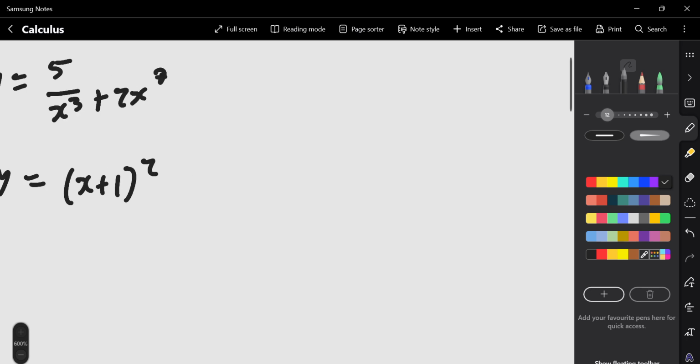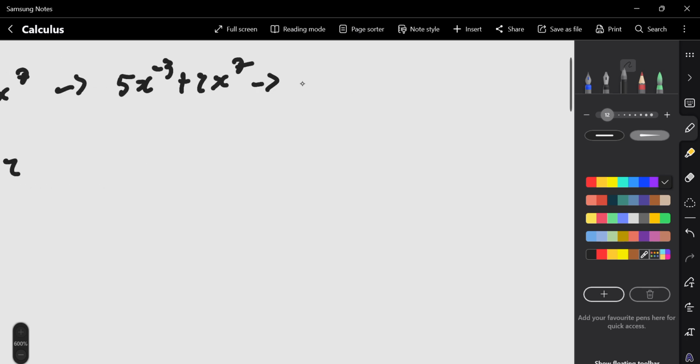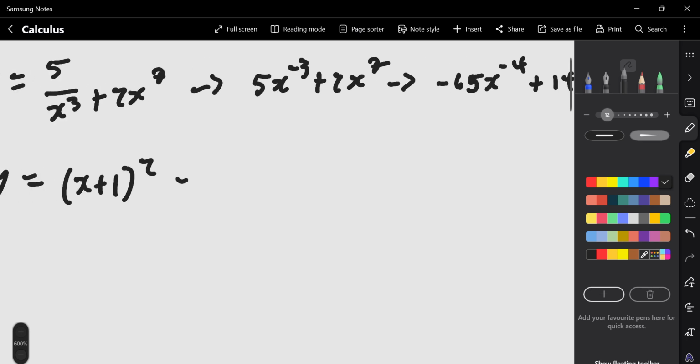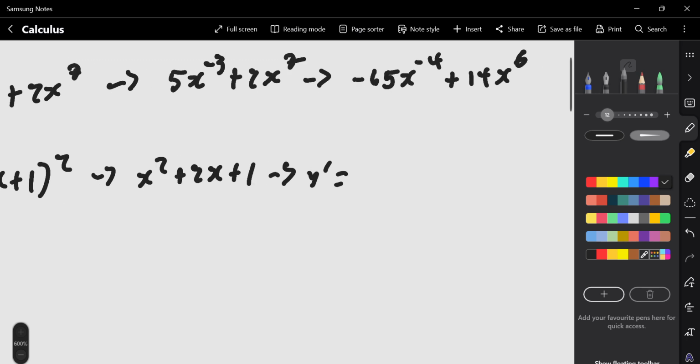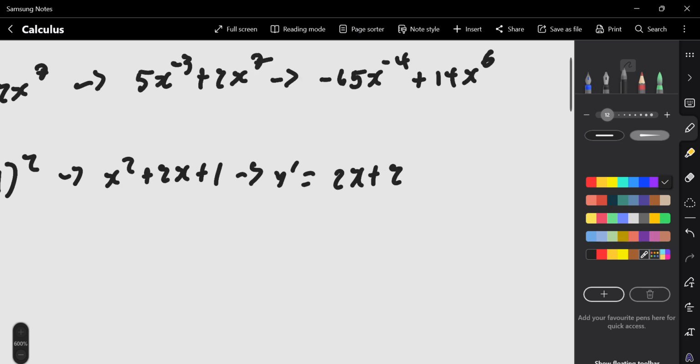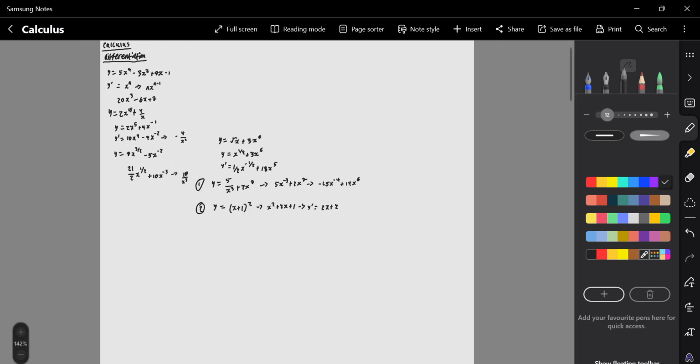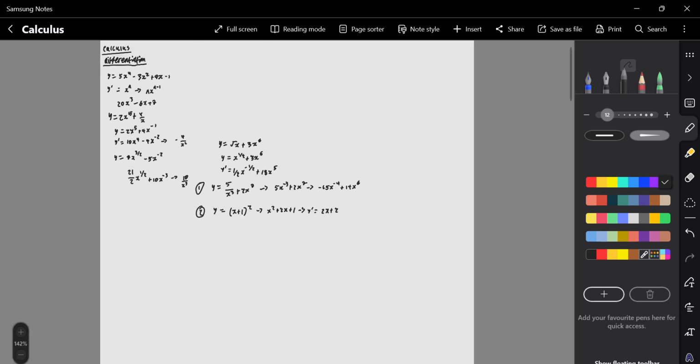You can rewrite this as a power. So this is going to be y equals 5x to the minus 3 plus 2x to the 7. And then just do your power rule. So this is going to be minus 15x to the minus 4 plus 14x to the 6. This one, expand your brackets out. You're going to get x squared plus 2x plus 1. Power all through. You're going to have y prime equal to 2x plus 2. Nice and simple. So that's going to be your standard power rule. It should come nice and simply.